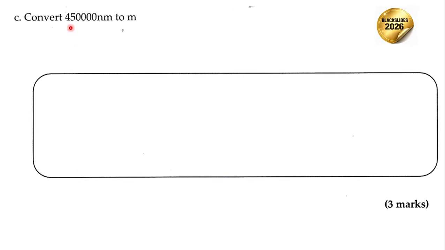Convert 450,000 nanometers to meters. This again is from Form 3 physics, from atomic code measurements, subtopic prefixes of SI units.